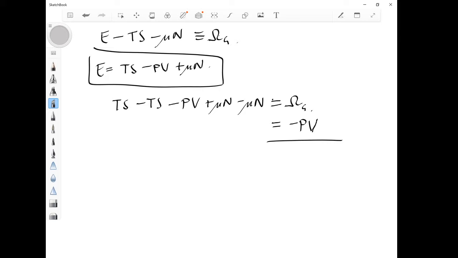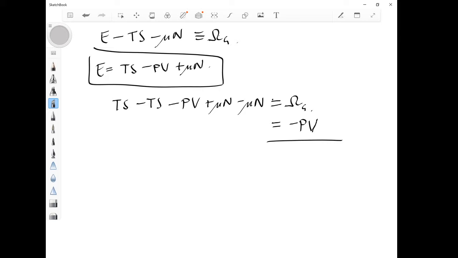And the next question was, I have a few questions about the content. Why are the canonical and grand canonical ensemble equivalent in the thermodynamic limit? Why do small energy fluctuations mean they are equivalent? It's not because of the small energy fluctuations, it's because of small particle number fluctuations.